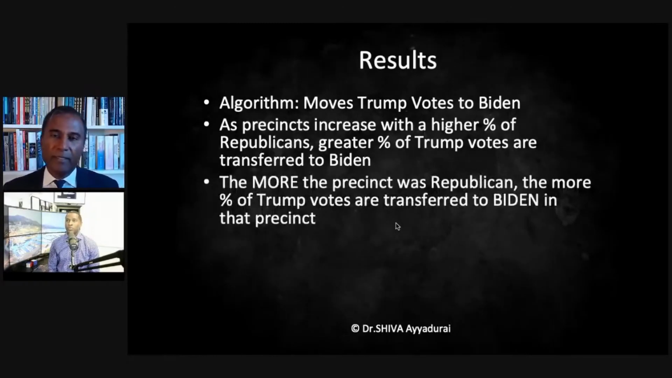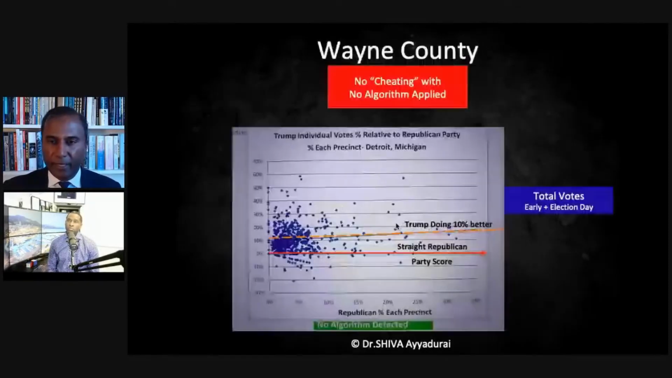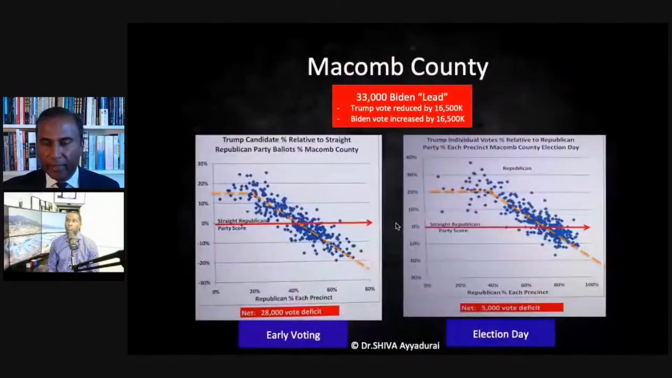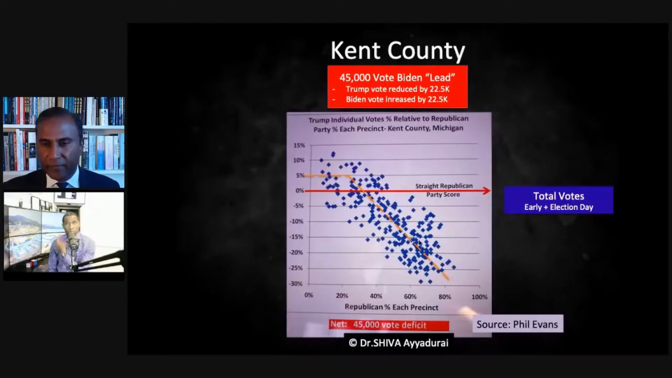Another way to think about this is the more the precinct was Republican, the greater the percent of Trump votes transferred to Biden in that precinct. I'll repeat that. The more the precinct was Republican, the more the percent of Trump votes are transferred to Biden. And as a case in point, let's look back here at Kent County. This very dramatic graph here. So very Republican, almost 90% Republican. Trump got nearly 25% of votes lost there, e.g.